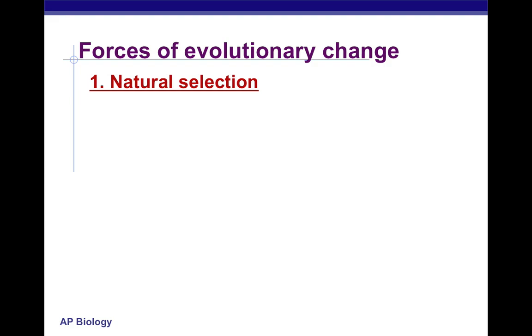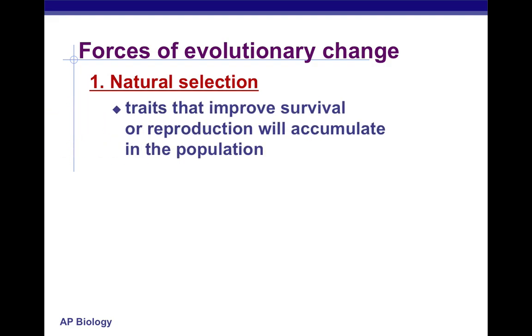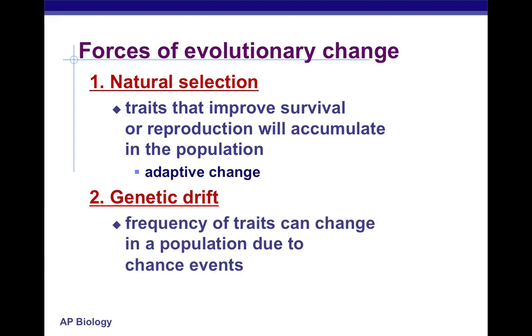So far, again, we talked about natural selection. Traits that improve survival and reproduction will accumulate in the population. Hopefully you have a pretty good understanding of that. We also talked about genetic drift, how these random, chance events alter the gene pool of the population. So natural selection is more gradual, genetic drift is more sudden.